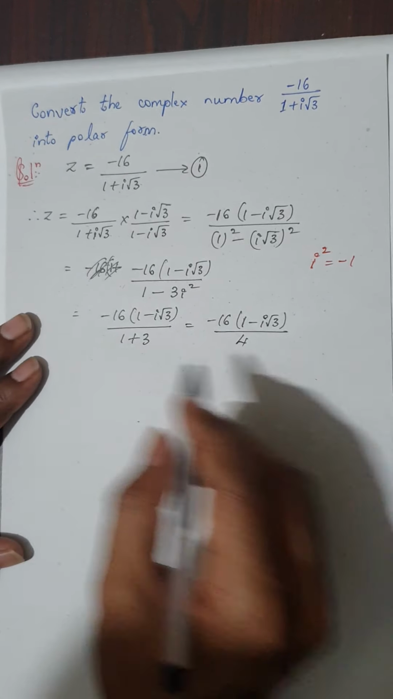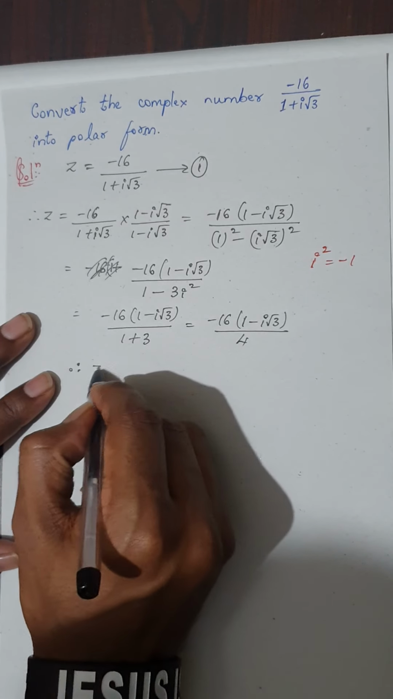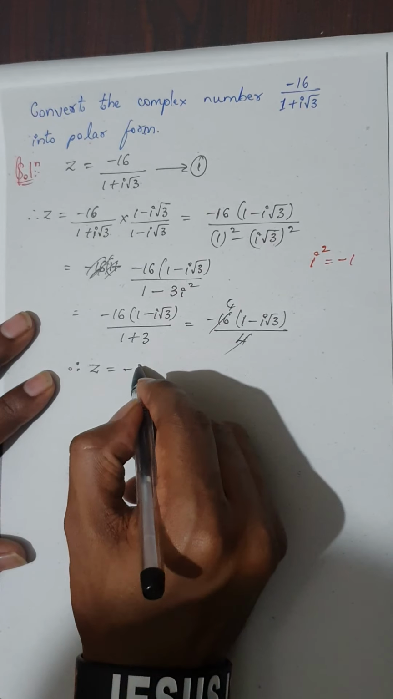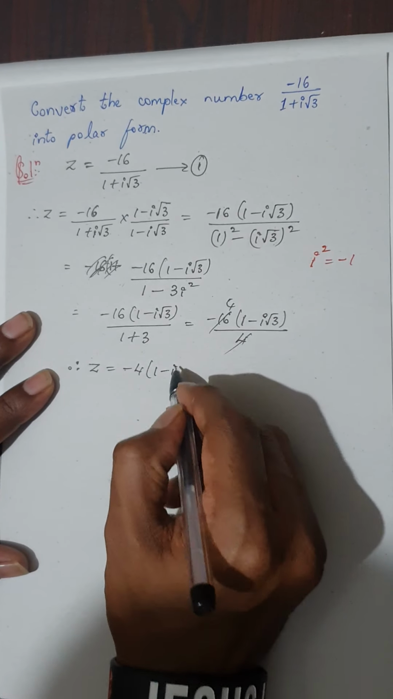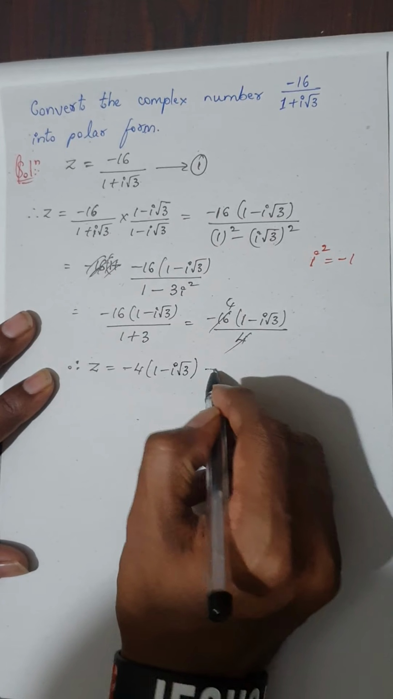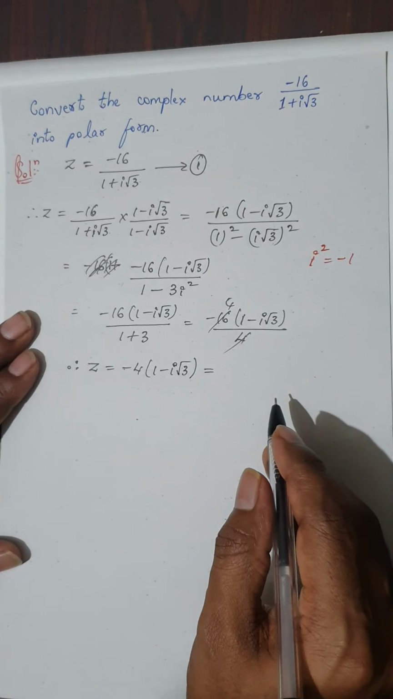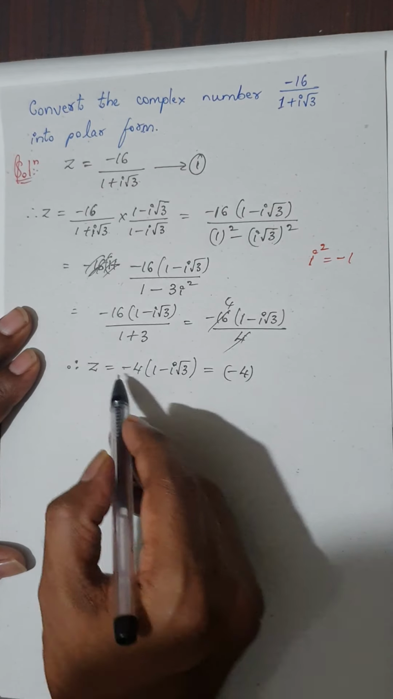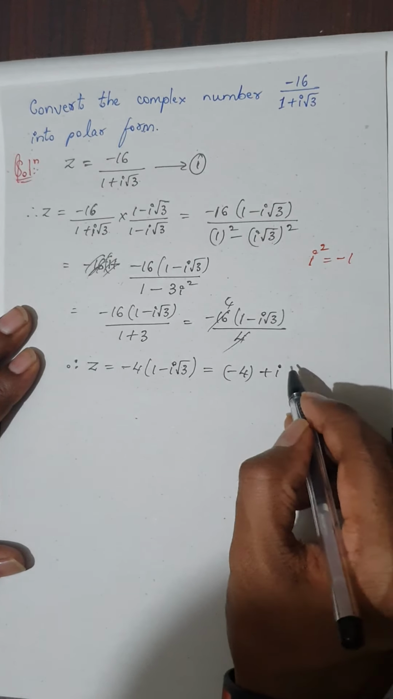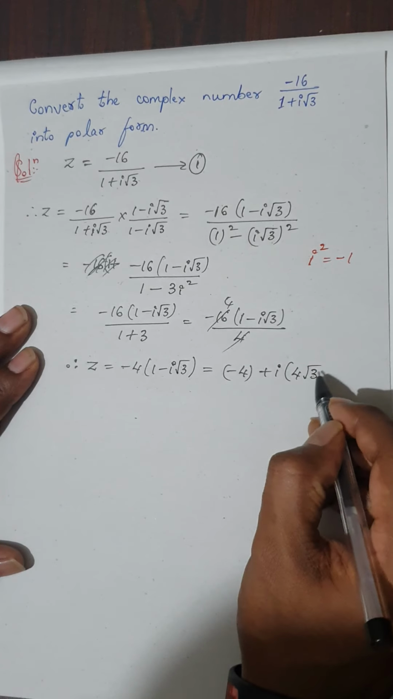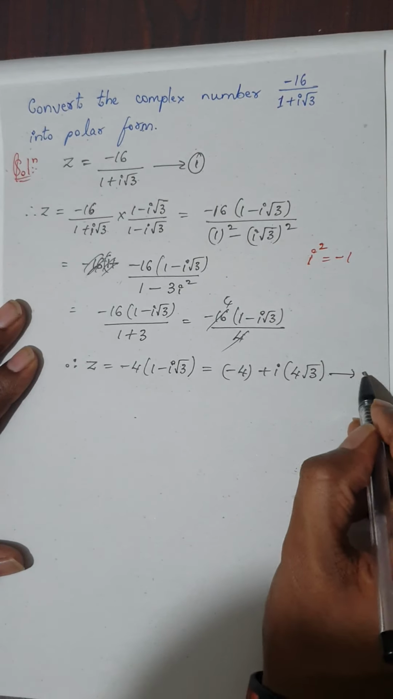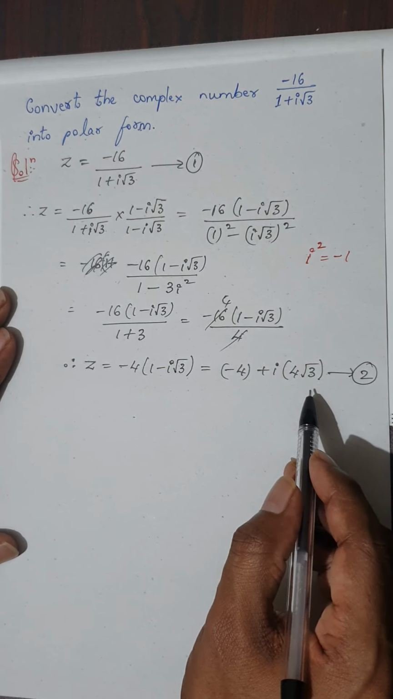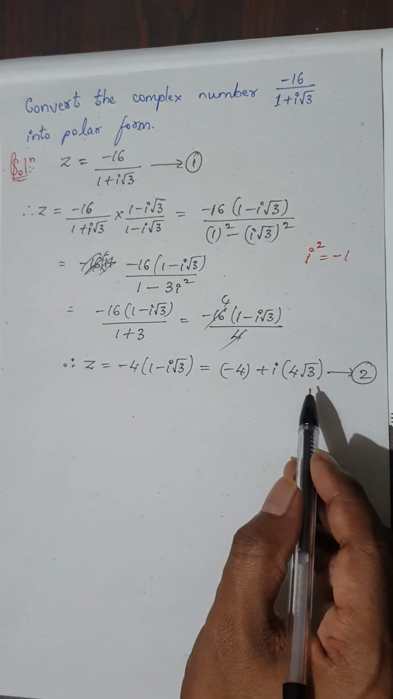4. Therefore my complex number becomes z is equal to, you can cancel, 4 ones are 4 times, so it is minus 4 into (1 minus i root 3). Or you can further simplify it to write it in a plus ib form: minus 1 into 4 is minus 4, minus into minus becomes plus, i into it is 4 root 3. Let me take this as equation 2. Now this is my required complex number in my a plus ib form.